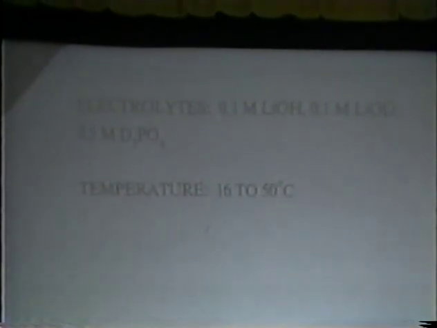The next view graph. The electrolyte was varied between 0.1 molar lithium hydroxide, lithium deuteroxide, and deuterated phosphoric acid, and the temperature was controlled between 16 and 50 degrees C. So I would like to be able to tell you that that was all done neatly and systematically, but that was not the case. A lot of what you see there is the result of a continuously evolving design.